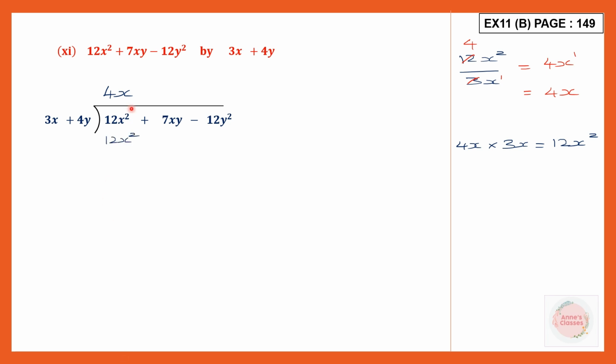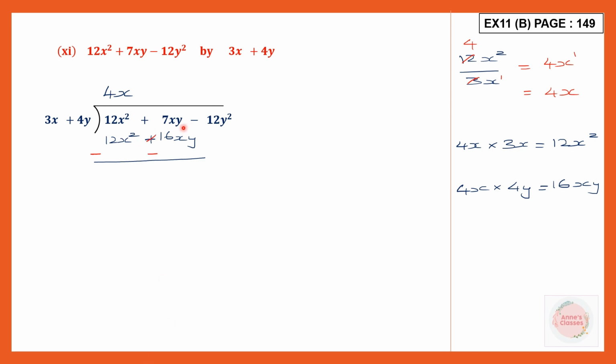Now we have to multiply 4x by 4y. So let's do that. 4x into 4y. Multiply the numbers. 4 4s are 16. X into y is xy. So we get plus 16xy. Next step is subtraction. So remember, the signs will change. So this becomes minus, this also becomes minus.